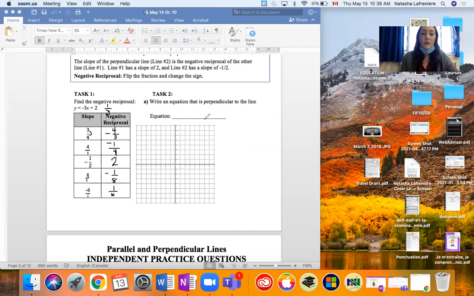Okay, so they want us to write an equation that is perpendicular to this guy here. So we found that the reciprocal to negative 3 is 1 over 3x. And you can pick whichever y-intercept you want. It doesn't matter. So we're going to do plus 4, for example. Okay, so I'm going to do our original one in orange. And then I will do our new one in green.